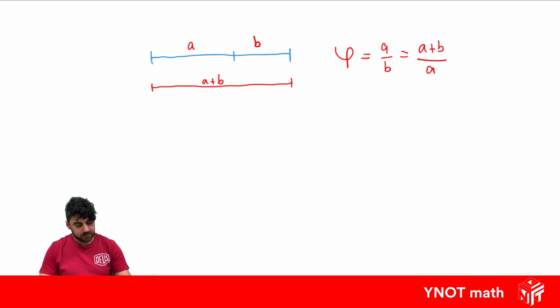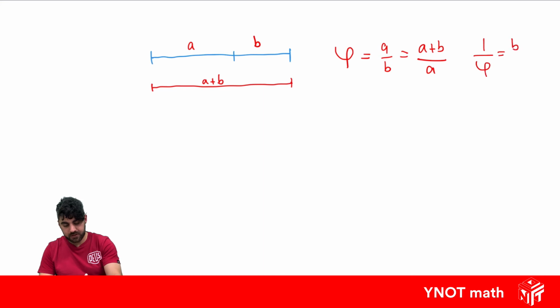And you can actually muck around with this equation, because another thing to note is that 1 over the golden ratio actually equals B over A as well, like in this. So looking at this, which would also equal A over A plus B.